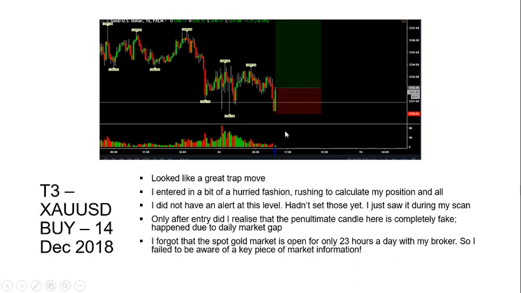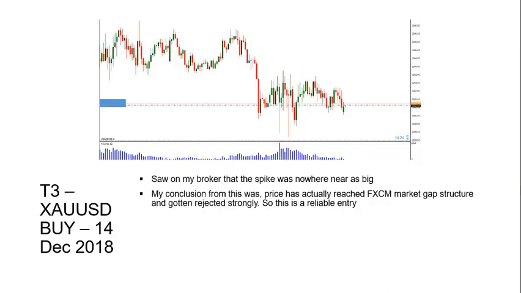I just realized over here, okay, this is a gap, and that was still okay for my trade. In fact, this was a gap being closed, right? So I thought the trade had more chances of working. Of course, I forgot about the fact that the gold market is only open for 23 hours a day, right? That's a bit of a mistake because I was not aware of a key piece of market information because this is a new instrument for me.